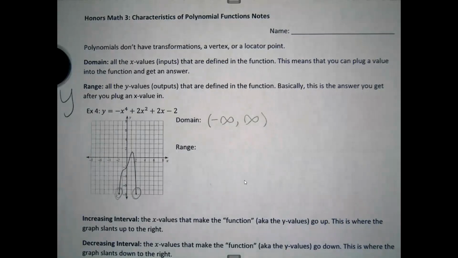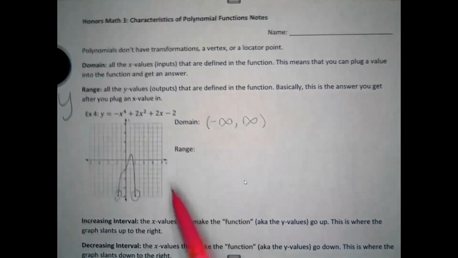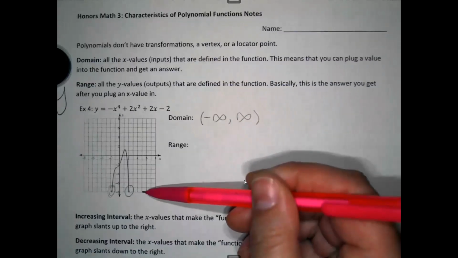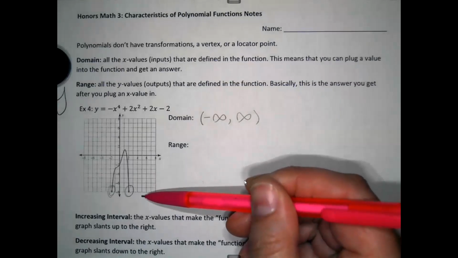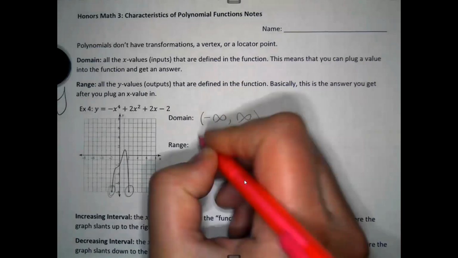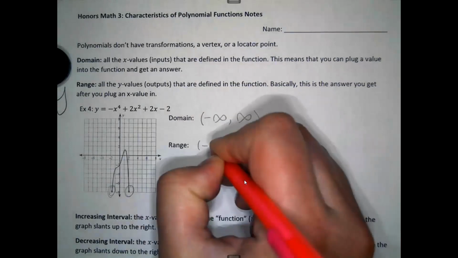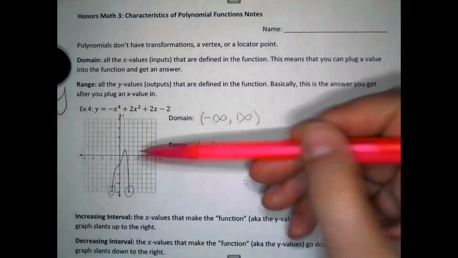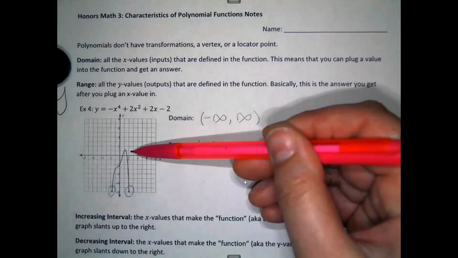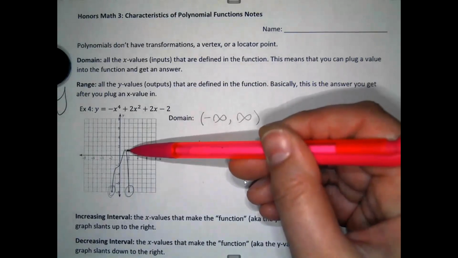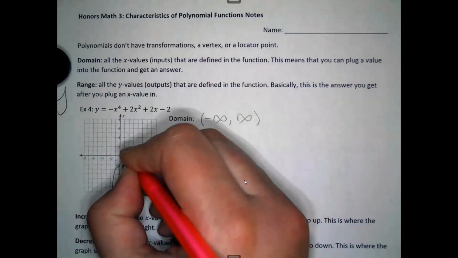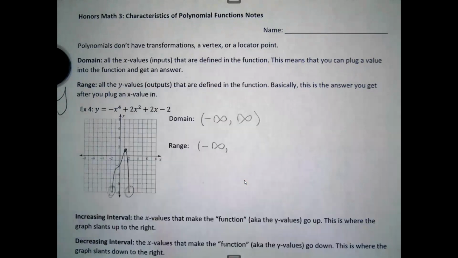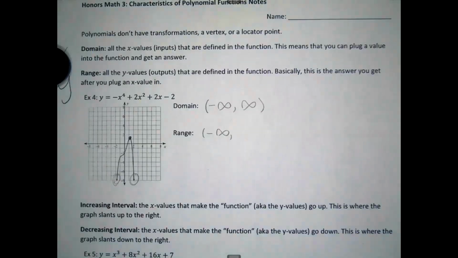And then the range is just a little bit more complicated, but not much. So we can see that it goes down forever, right? So how do we start the range? Negative infinity. But then when we look at the graph, we can see this graph does not go up forever, right? It stops, and it stops right here at this point. So this is why we pulled up the graph on Desmos. We have to see what that point is.